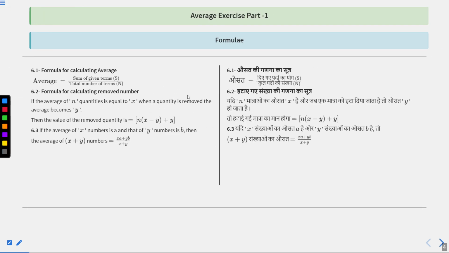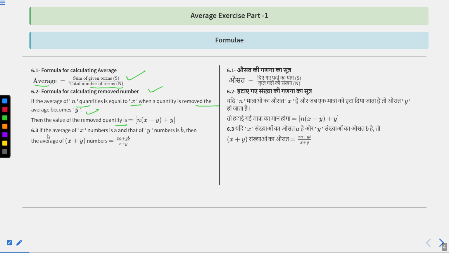Now first we see some formulas related to average. What is average? Sum of given terms upon total number of terms, then we get the average. The formula for calculating a removed number: if the average of n quantities is x, and when a quantity is removed the average becomes y, then the value of the removed quantity is n times (x minus y) plus y.